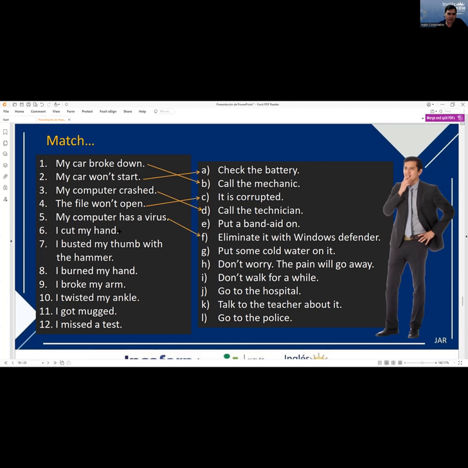I cut my hand. Put a band-aid on. I busted my thumb with the hammer. Put some cold water on it. I burned my hand. Don't worry, the pain will go away. I burned my hand, put some cold water on it. I broke my arm, go to the hospital. I twisted my ankle, don't walk for a while. I got mugged, go to the police. I missed a test. Talk to the teacher about it.